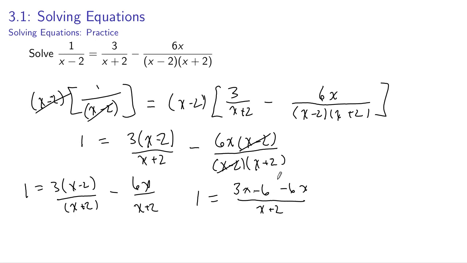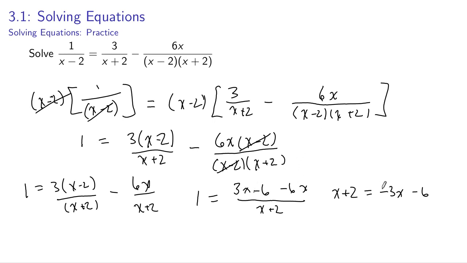And now we can again multiply the equation on both sides by x plus 2, the denominator on the right, to get x plus 2 equals x plus 2 times all of this. The x plus 2's will cancel. We'll be left with just the numerator. The numerator, we can combine the coefficients of the x's, so we'd have minus 3x minus 6.